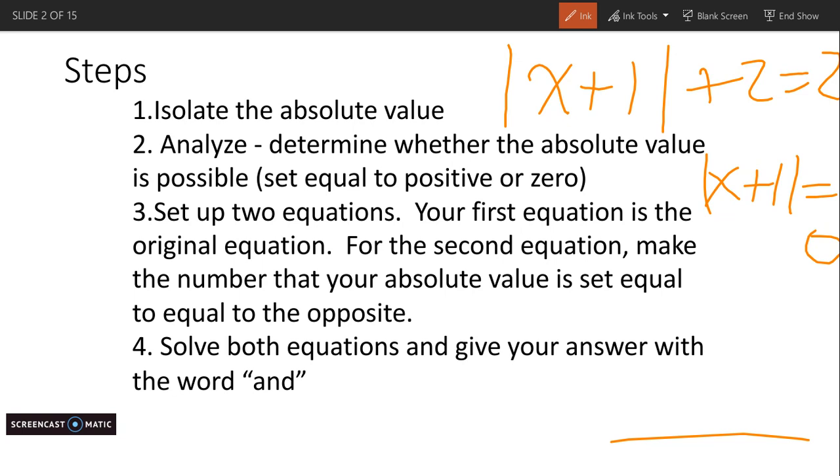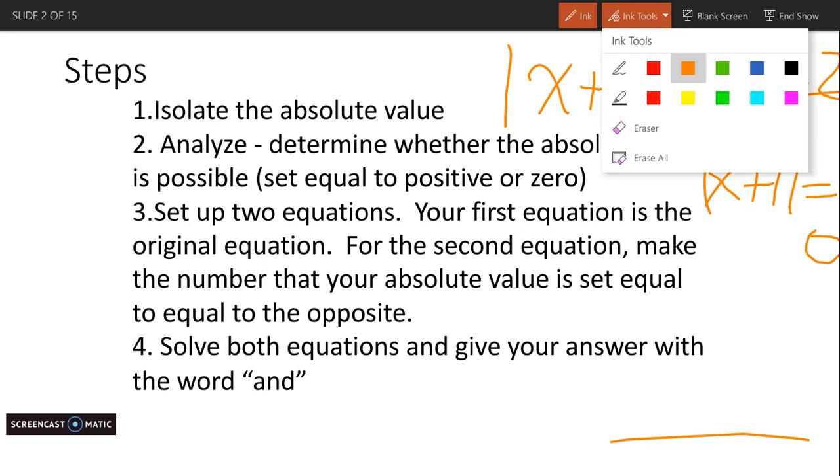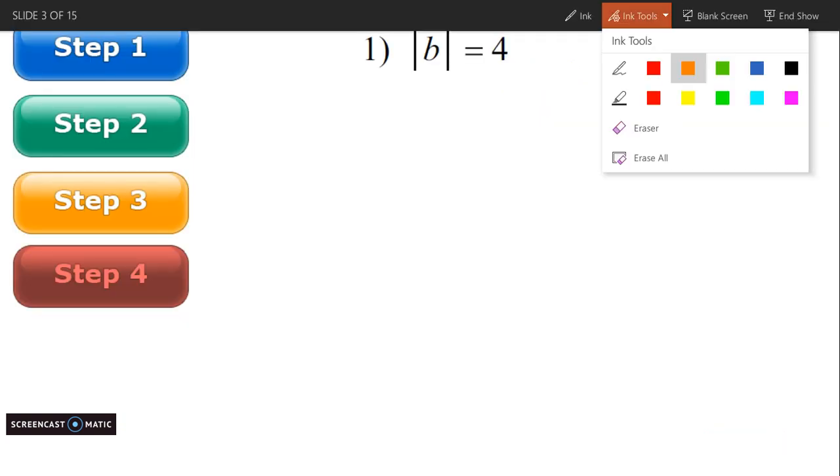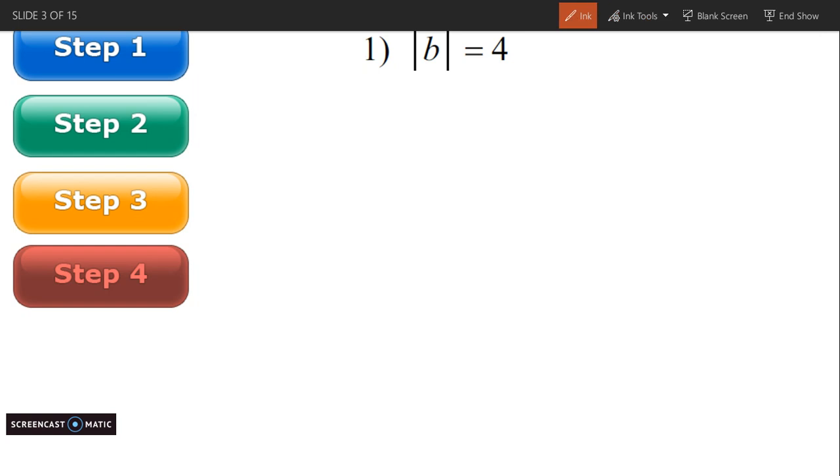So let's see what that looks like here. Okay, so number 1 here, we've got the absolute value of b equals 4. So step 1 is it by itself? Is the absolute value bars by itself? Yes, it is in this case. Step 2, is it possible? Well, yeah, it's a positive number. We can get a positive answer when we take absolute value. So step 2 is a-okay.